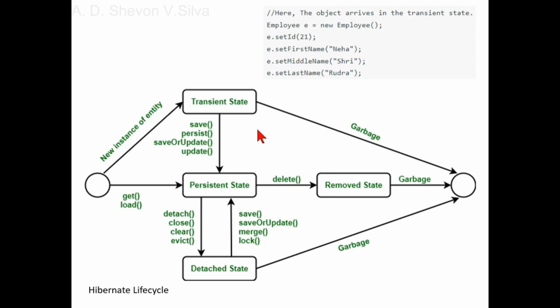The transient state is the first state of an entity object. When we instantiate an object of a POJO class using the new operator, then the object is in the transient state. This object is not connected with any Hibernate session, so it is not connected to any database table. So if we make any changes in the data of the POJO class, then the database table is not altered. Transient objects are independent of Hibernate, and they exist in the heap memory.